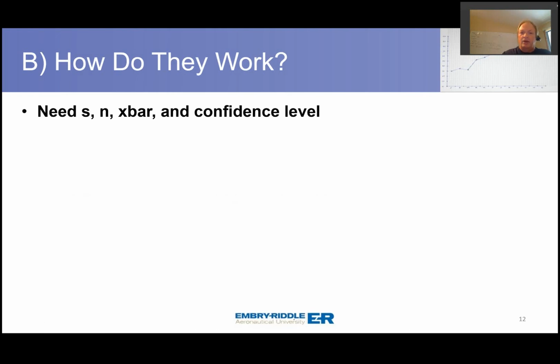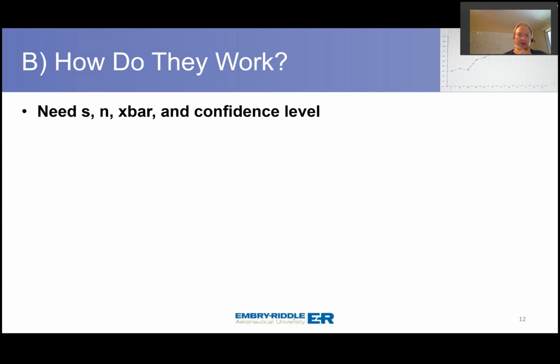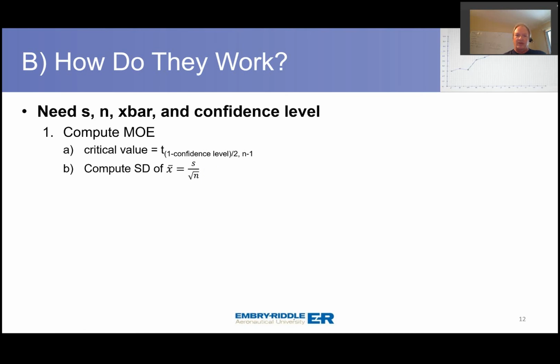So what do we need here? If you think about it, we need a couple of things. We need our sample standard deviation, right? If you go back to this formula, I need the sample size, I need the confidence level, and I'm going to have to put the margin of error around X bar. So I also need to know the sample mean. So if we were doing this by hand, we'd compute the margin of error. We'd use the confidence level and the sample size to find the critical value. And we'd compute the standard deviation of X bar, again, the approximate standard deviation. And we would compute the margin of error. We would just multiply them, that's all.